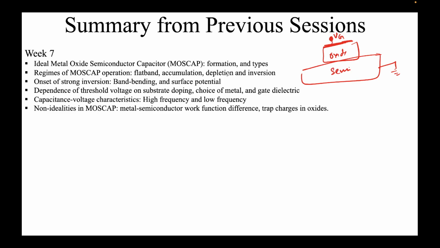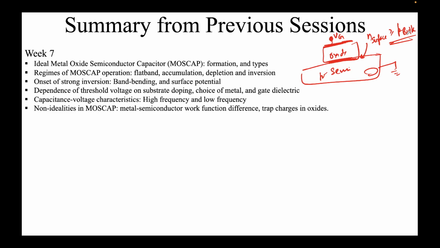The 4 regimes that we saw, I'll just quickly go through the revision in a bit more detail. We saw the onset of strong inversion, the inversion we had defined as the case when the minority carrier concentration at this interface exceeded the majority carrier concentration in the bulk. So in this case, let's say it's a p-type semiconductor, we said N at surface is greater than or equal to P in bulk, the holes in bulk. So that is when we had the onset of strong inversion. There were mathematical expressions involved. We saw how the threshold voltage depends on substrate doping, the metal choice, because the metal semiconductor work function also comes into the picture, as well as the gate dielectric, its dielectric constant, and its thickness.